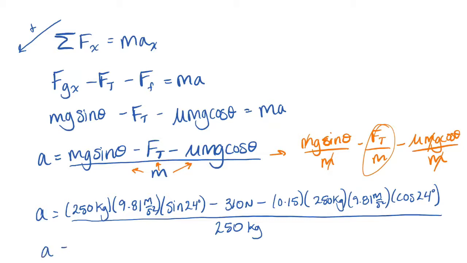Oh my goodness. Okay, you go through all that. You type that into your calculator. Please do this in steps. Don't try to do it all at once. Bracket 250 times 9.81 times sine of 24, end bracket, minus 310, minus bracket 0.15 times 250 times 9.81 times cosine 24, and close all the brackets. Press enter on your calculator. Then divide by 250, please. And then you should get 1.3 meters per second squared.